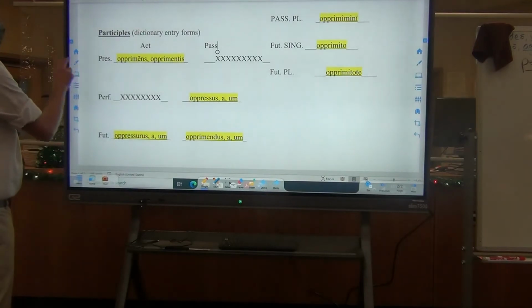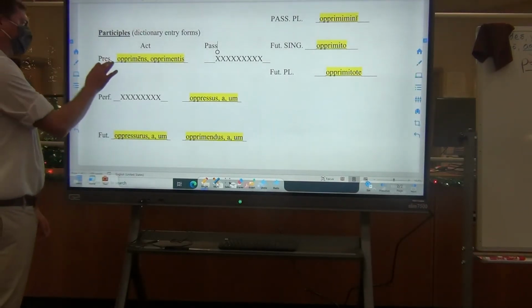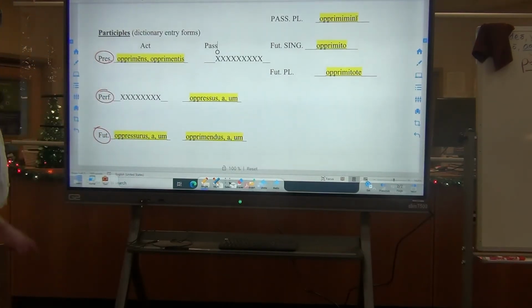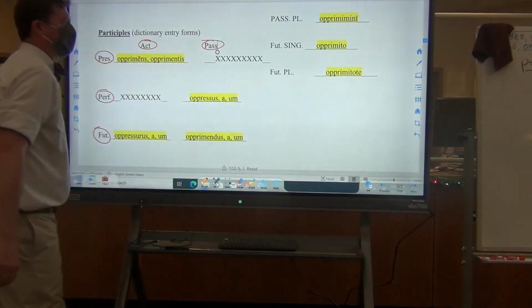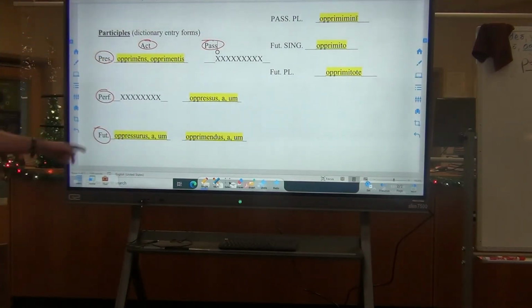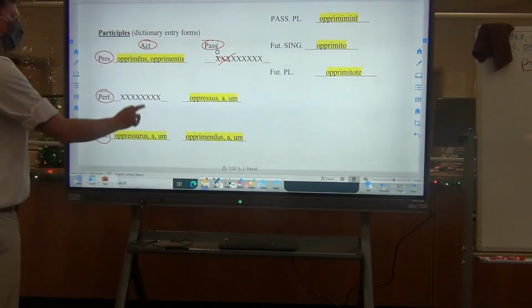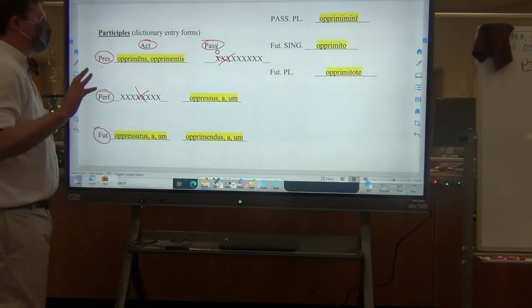Now, because they are verbal adjectives, they are going to have the aspects of a verb in that they will have tense. They can be present, they can be perfect, they can be future. And they have voice, active and passive. There should be 6 of them, but the present passive does not exist. The perfect active does not exist. And so, let's look at how we recognize them.